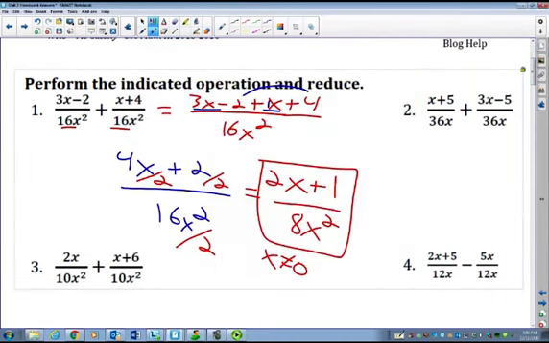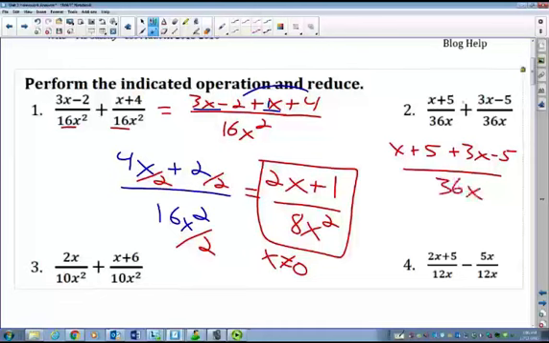Number 2 as well. So let's see here. So we have x plus 5, and then plus a 3x minus 5 all over 36x. So you can notice there that I didn't have to multiply the plus through because it wouldn't change the signs. So plus is okay. We can just set that up pretty easy. So then we just do x and 3x is 4x. And then 5 plus a negative 5 is just 0. So we end up with just a 0, so we don't have to put it down.